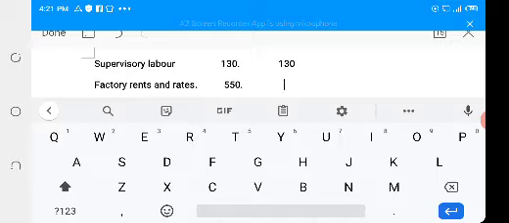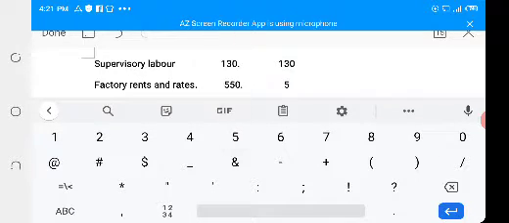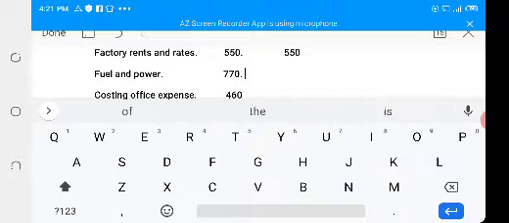Factory rent and rate that I've explained, rent and rate is a fixed cost because if you produce 5 units, you produce 10 units, you still have to pay the same rent. So even if you don't produce anything, you still have to pay the same rent.